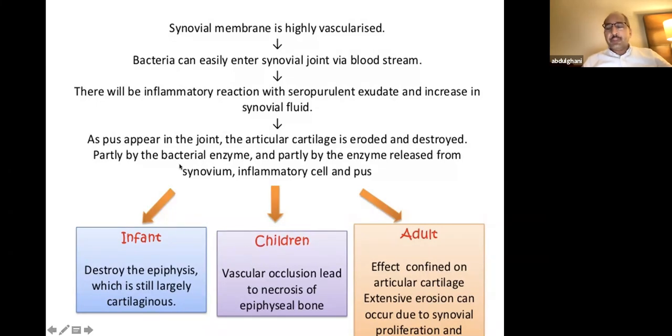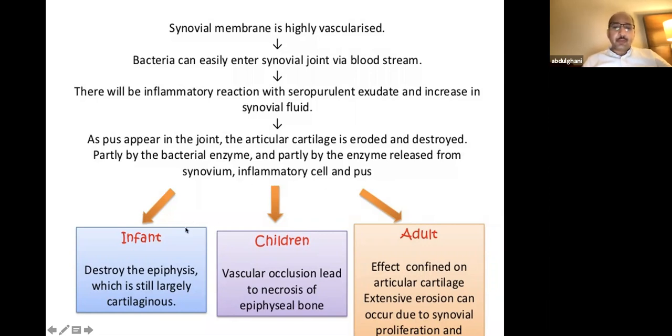Hence, there will be secondary changes: osteoarthritis and secondary deformity. The joint gets damaged, and permanent disability will happen. This happens partly by bacterial enzymes and partly by enzymes released from the synovium, inflammatory cells and pus.